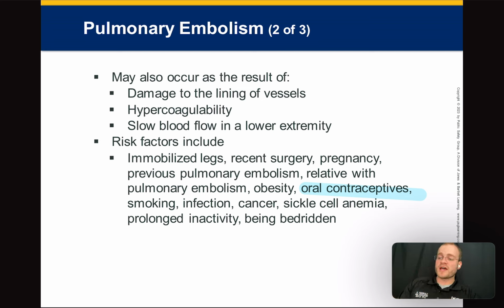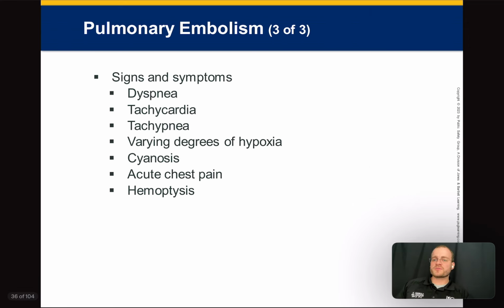This actually happens. I have a very good friend that got a DVT. She was 29 years old, taking birth control, got a massive PE. She didn't die, but from being on oral contraceptives, and she didn't smoke either. So just know this does happen. These are common. So how does this present?